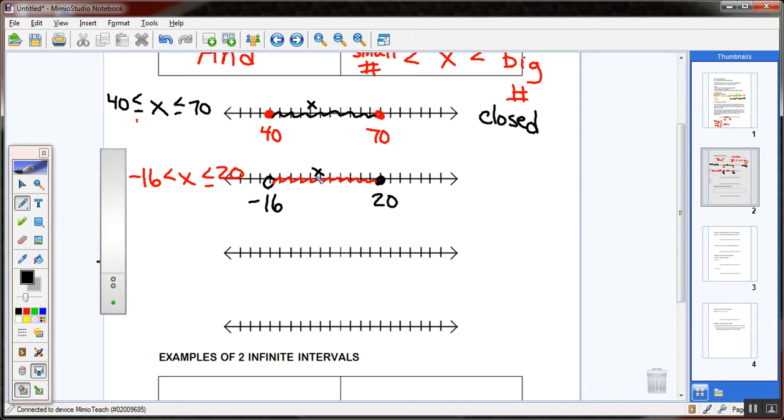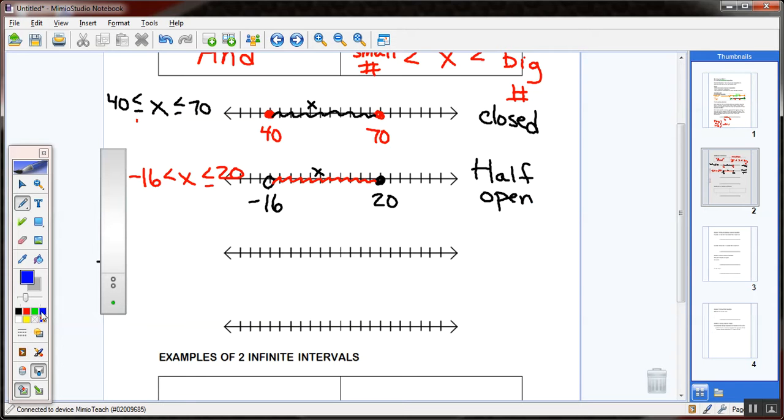If the top one was called a closed interval, anybody have a guess what this one might be? One closed, one open? All right, I'll just tell you what it is. It's called half open. If one's open and one's closed, you call it a half open interval. Half open interval.